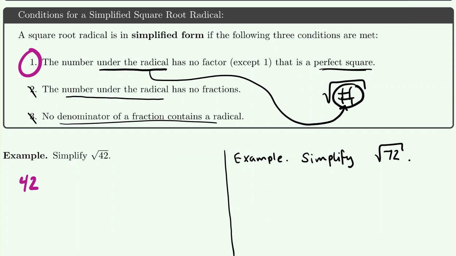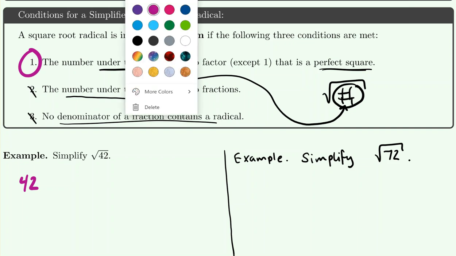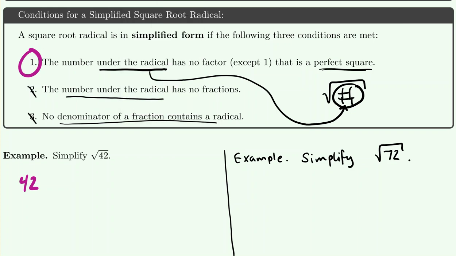If we're unsure about this, then we can make a factor tree. If the immediate factors of 42 don't come to mind, you would make a factor tree by thinking, okay, what can we divide 42 by? We might think of 6 and 7. Now 7 has no factors other than 1 and itself, but 6 could be factored into 2 and 3. And then we would ask ourselves, are any of these factors perfect squares? Since none of them are perfect squares, this is as simplified as it can be.